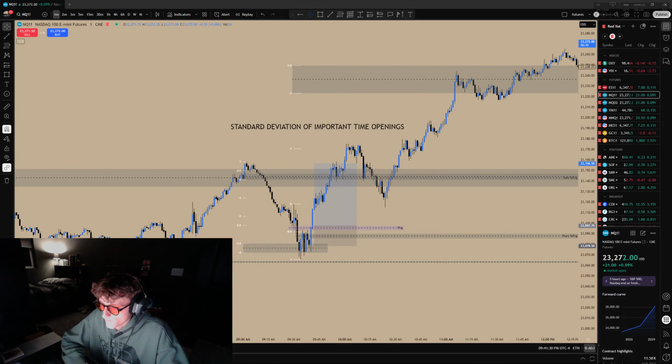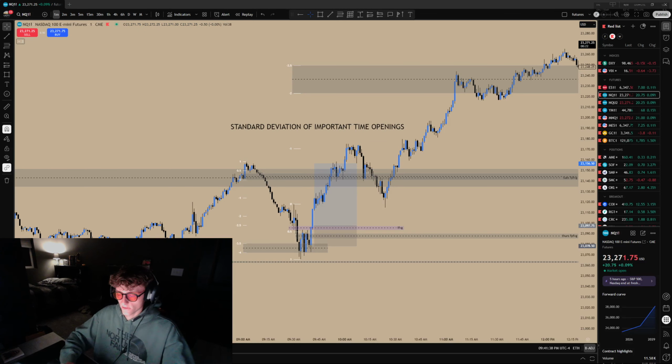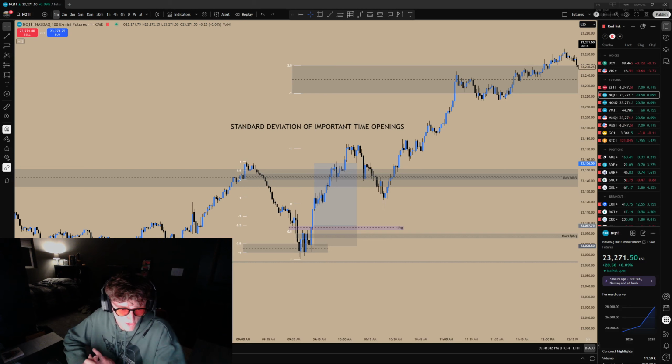Alright, I want to make a quick video on using time openings for standard deviations, what you're really projecting, and how you can use that to your advantage. So this was today's price action. I might pick one more day just to go over it briefly, so you can get the gist. I'm going to make a longer form video about it for more understanding, but let's start with this.